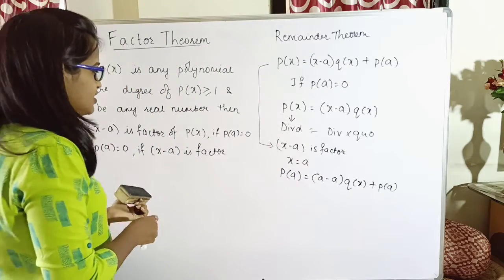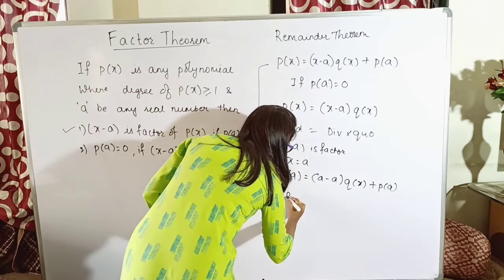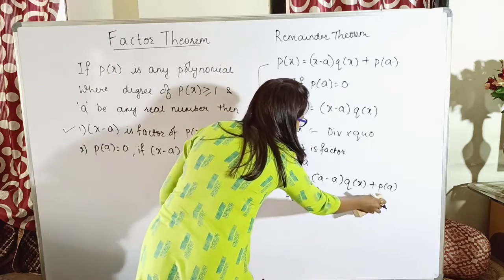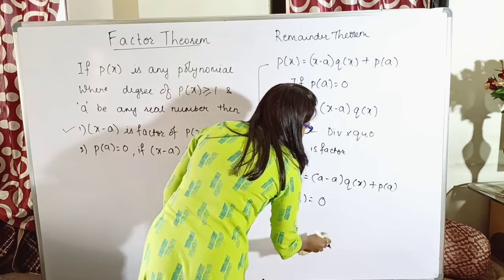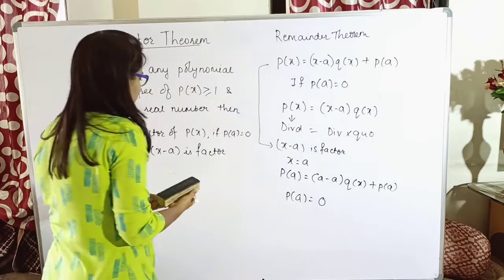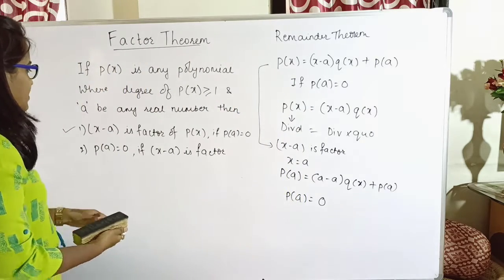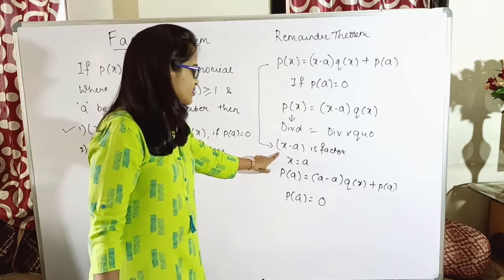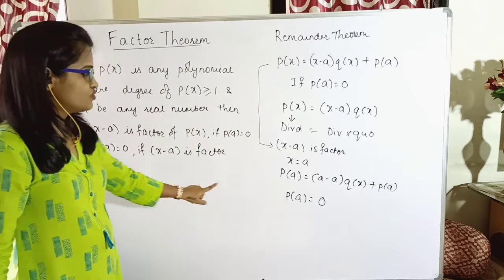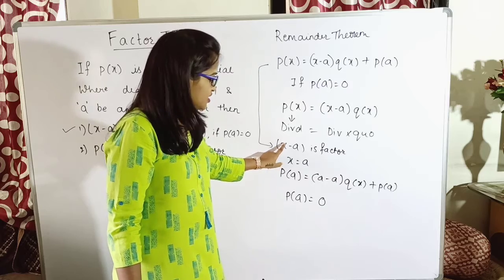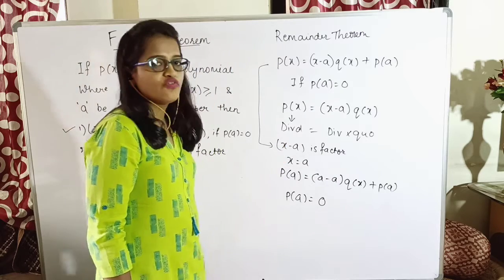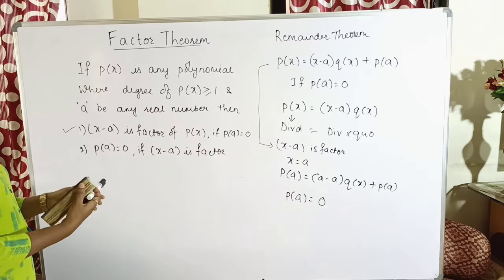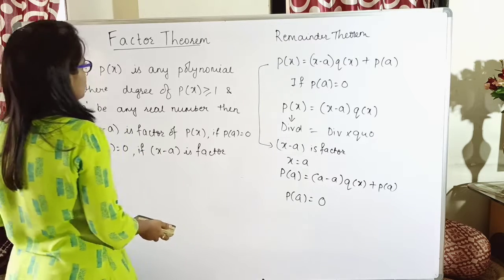Yes, as you can see, I will be getting P of a as 0. This P of A is already 0, therefore A minus A is 0, and hence I will be getting P of A is equal to 0. That is what is specified in the second condition. It says if x minus A is the factor, then P of A is 0. So if I have taken x minus A to be the factor, I have got P of A to be 0. Okay, so factor theorem and remainder theorem are applicable to one another.